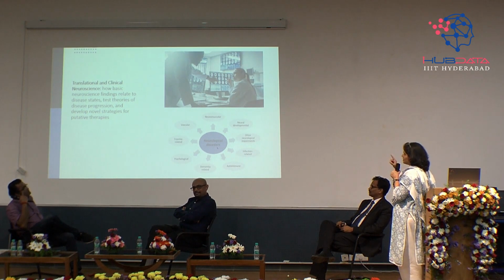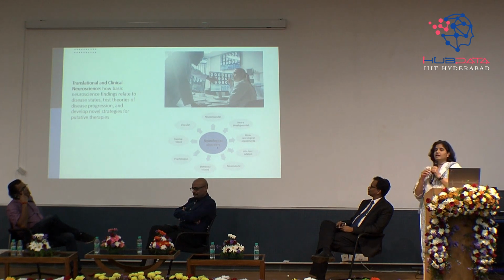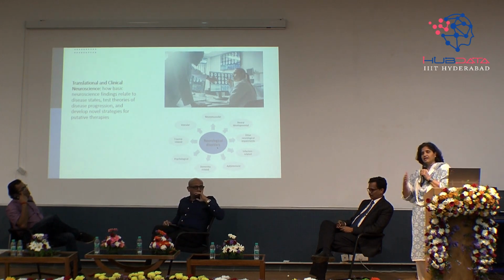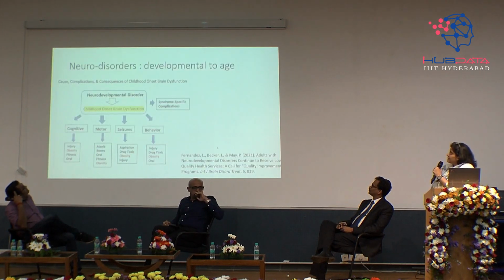So you have a lot of neurological disorders. Some of them can also be neurodevelopmental. That is, some conditions that we are born with, some conditions that we get as we grow older, right? Neurodegenerative. Then we have the neuro disorders from development to age. That means from the time you're born to as we age. So there are disorders that can set in at the cognitive level. There are motor disorders that we have. Then we have, of course, seizures because of that, and we have behaviors.